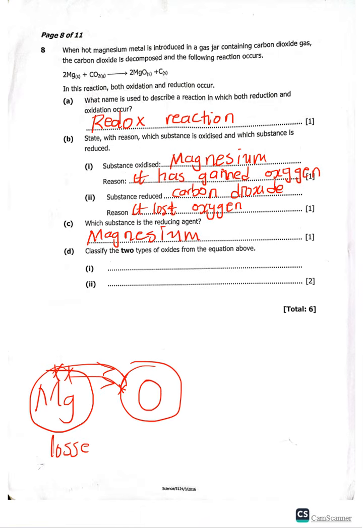Then classify the two types of oxide from the equation above. So magnesium oxide is a basic oxide, since it is made of a metal and a non-metal, so basic oxide. Then carbon dioxide is an acidic oxide because it can dissolve in water to give us acid rain.